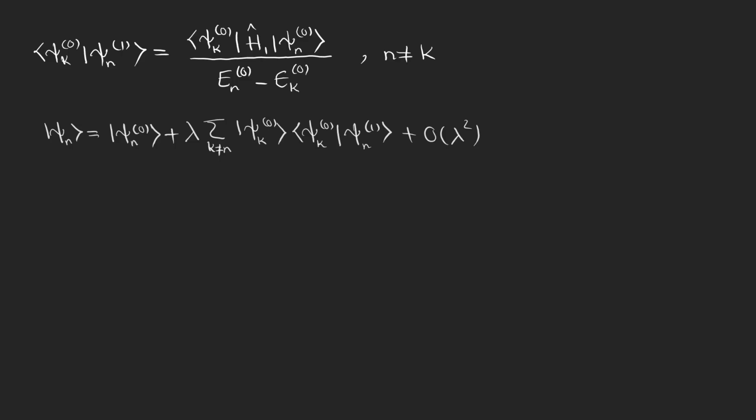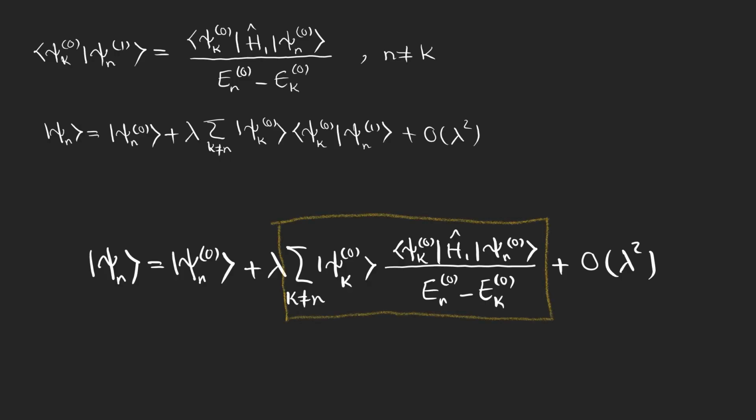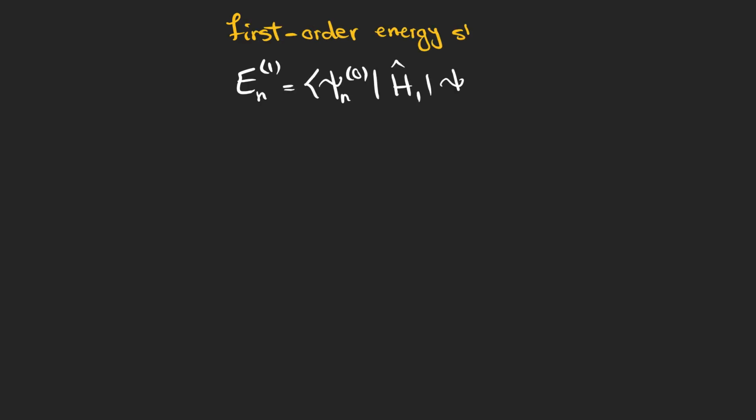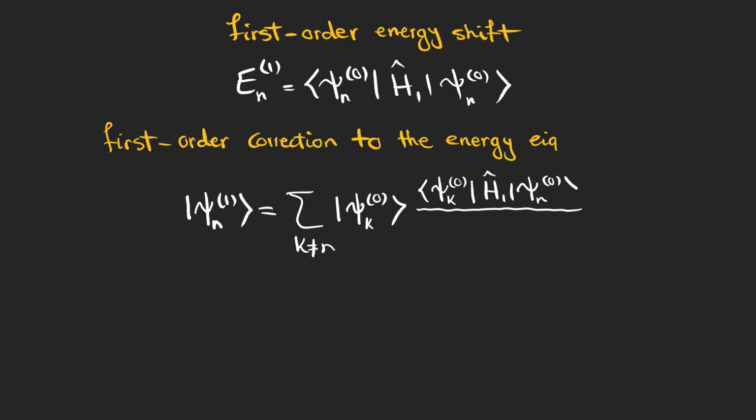So these are the two expressions we have already found that help us find an expression for the first order correction to the eigenstates of the perturbed system. By using the first equation in the second one, we can find the eigenstate to the first order. Pay attention that this is the expression for the first order correction that is added to the unperturbed one. So this is the first order energy shift, and this is the first order correction to the energy eigenstate.